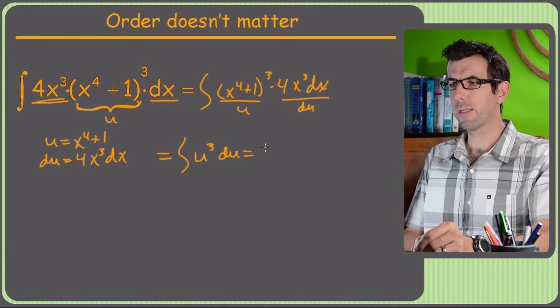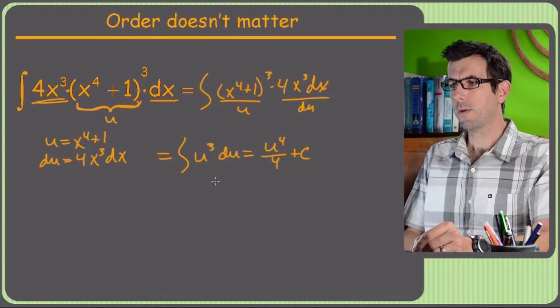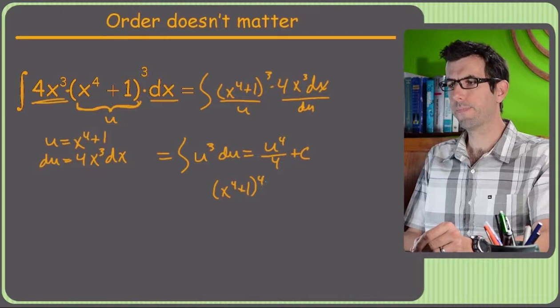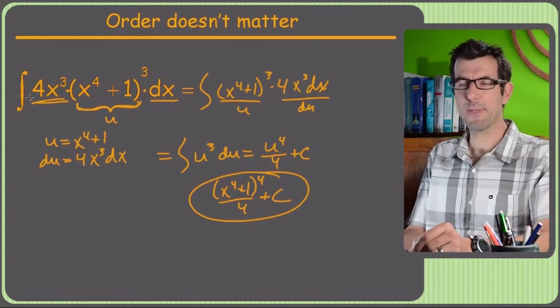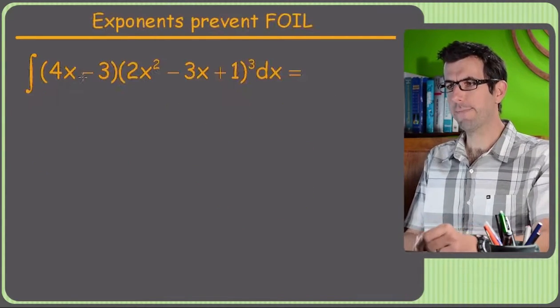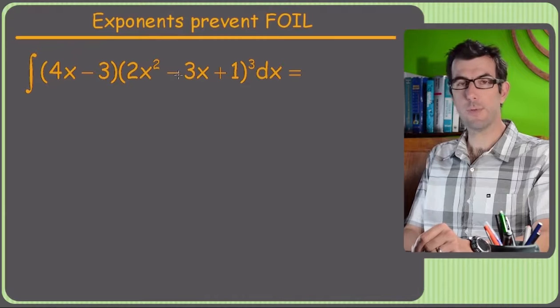which means it's going to integrate to u to the fourth over 4 plus c, which means I've got x to the fourth plus 1 over 4 plus c, which I believe is the same as the problem before. I just mixed up the order stuff here. All right. Check this one out.